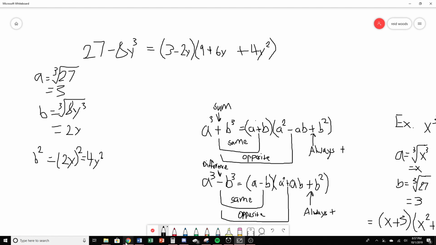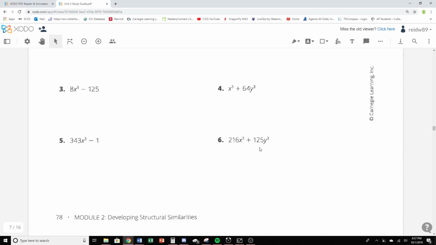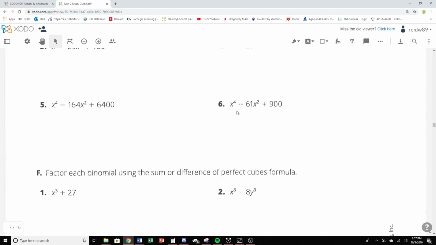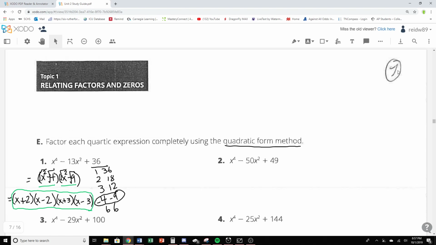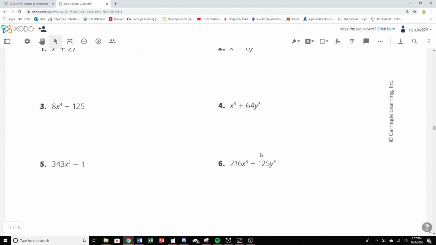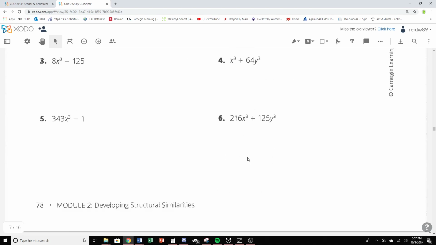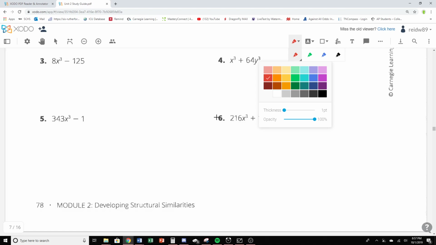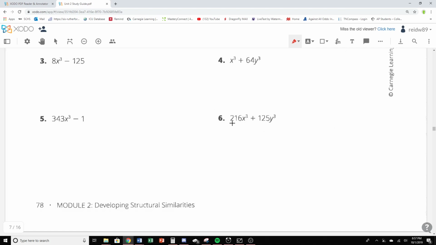All right. Now the last example I'm going to work is going to be from the study guide. This is on page 7, part F. I'll do this question here. So this is A and this is B. This whole thing is A cubed.